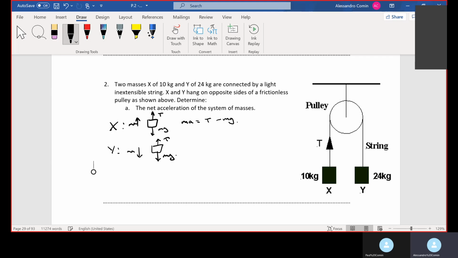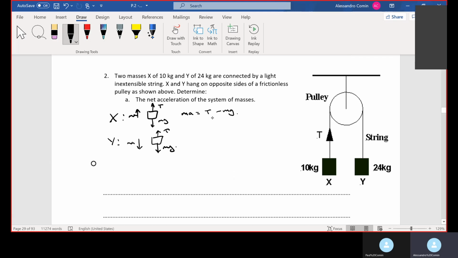I'm just doing this quickly because it's a crash course. Obviously, if you want to revise the notes, they're on the previous page. And we're going to have ma is equal to mg minus T. Now, please know that these 2 masses are different. So I'm going to use capital M for Y because it's bigger. And so now we have to determine the net acceleration of the system of masses.